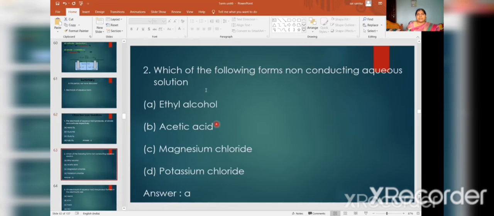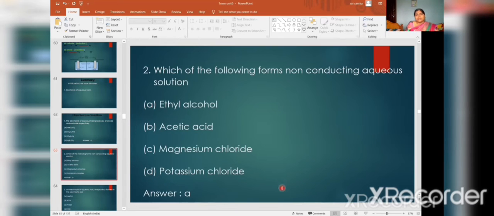So come to the next question. Which of the following forms a non-conducting aqueous solution? Here some solutions are given. Among the solutions, which is a non-conducting aqueous solution? A, ethyl alcohol; B, acetic acid; C, magnesium chloride; D, potassium chloride.